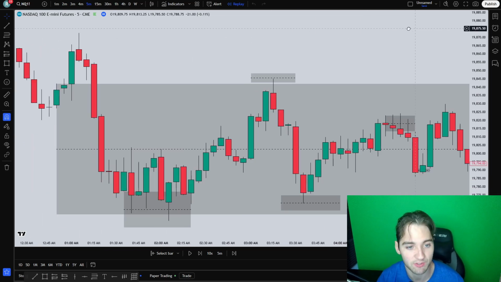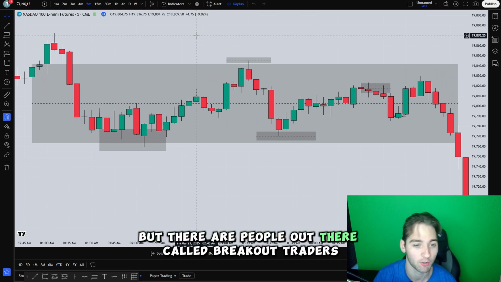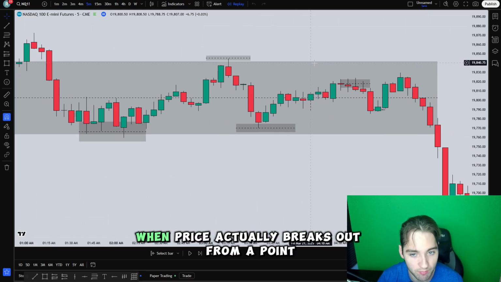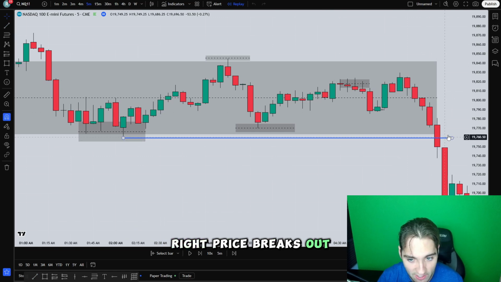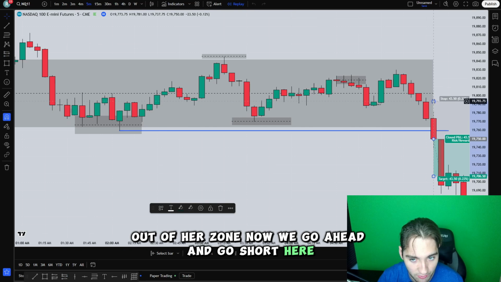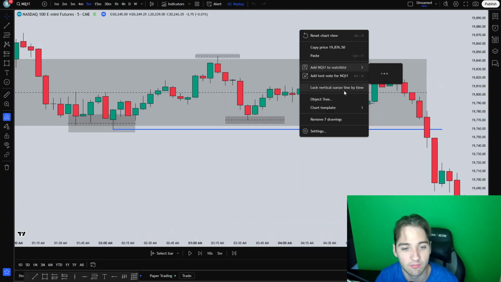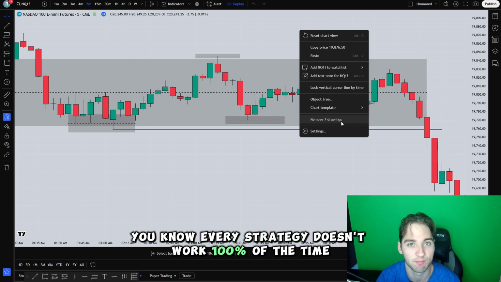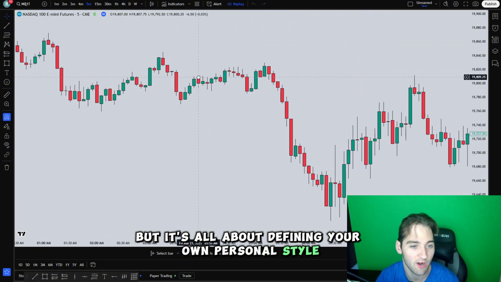So for areas of consolidation, I don't trade, but there are people out there called breakout traders. Basically, when price breaks out of our zone, from this low, they go short here, which is what people do, and then take profit down here. Every strategy doesn't work 100% of the time, but it's all about defining your own personal style when it comes to your trading.